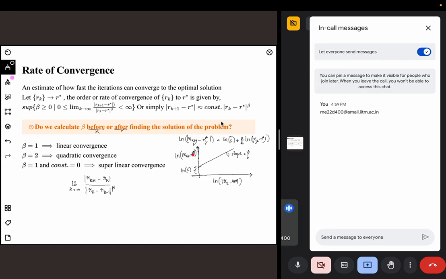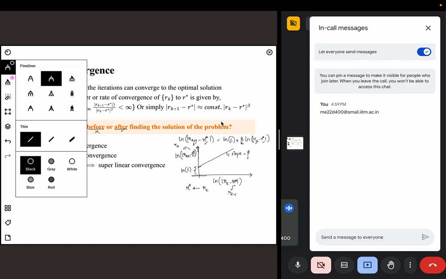So essentially in the plot, instead of r star, you'll replace it with the previous iterate. In the first one, it will be rk. In here, it will be rk minus 1. Here, it will be rk. I hope this is clear.